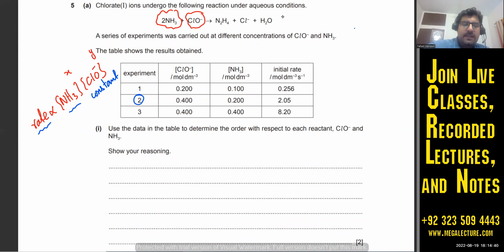Because if you compare 2 and 3, you'll notice that nothing happens to ClO-. What happens to NH3's concentration? In experiment number 2, you used 0.2 mole per dm cube. In experiment number 3, you used 0.4 mole per dm cube. So you've doubled it. What happens to the rate of the reaction? If you look carefully, it goes from 2 all the way to 8. So that increases 4 times. So what the data is telling me is that if you double NH3, the rate increases 4 times. So that's a quadratic relationship.